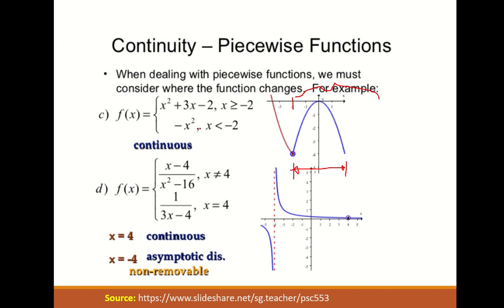Then for x less than minus 2, f of x equals minus x squared. So it means all the values of x in this interval here. In other words, for this part here, we are considering the blue graph. And if you consider this interval, we are considering the red graph. Alright? So we can say that this is a continuous function.